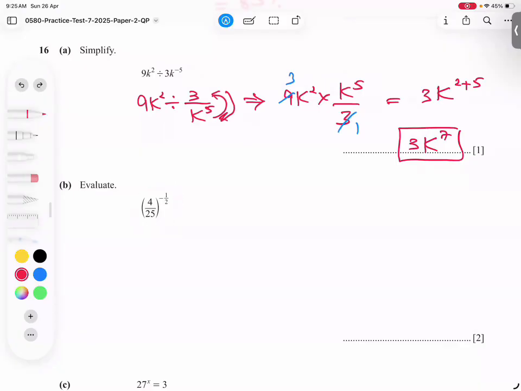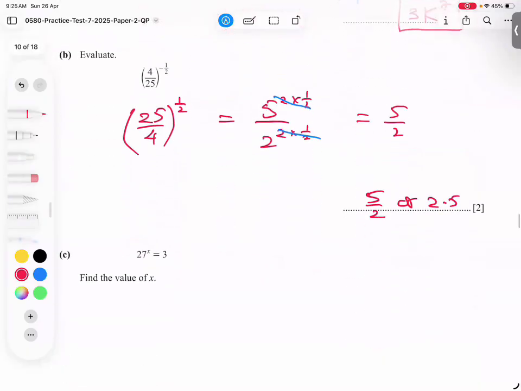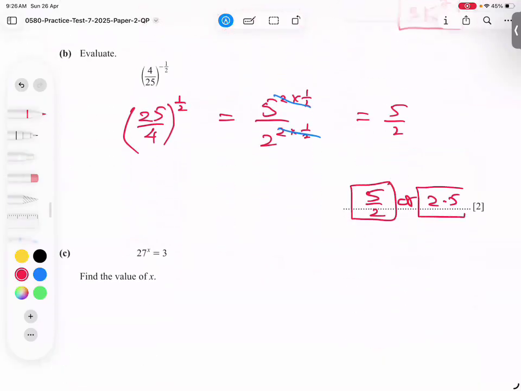And again, the same: if you flip the numbers inside, 25 up, 4 down, what will happen? The power sign will change and become positive half. Negative half will turn positive half. Now I can distribute. What is 25? 5 to the power 2. And what is 4? 2 to the power 2. This power will distribute among both. One power inside, one power outside, they will multiply. Cancel, cancel, and we're getting 5 over 2, or you leave it here, or 2.5. Both are correct answers.